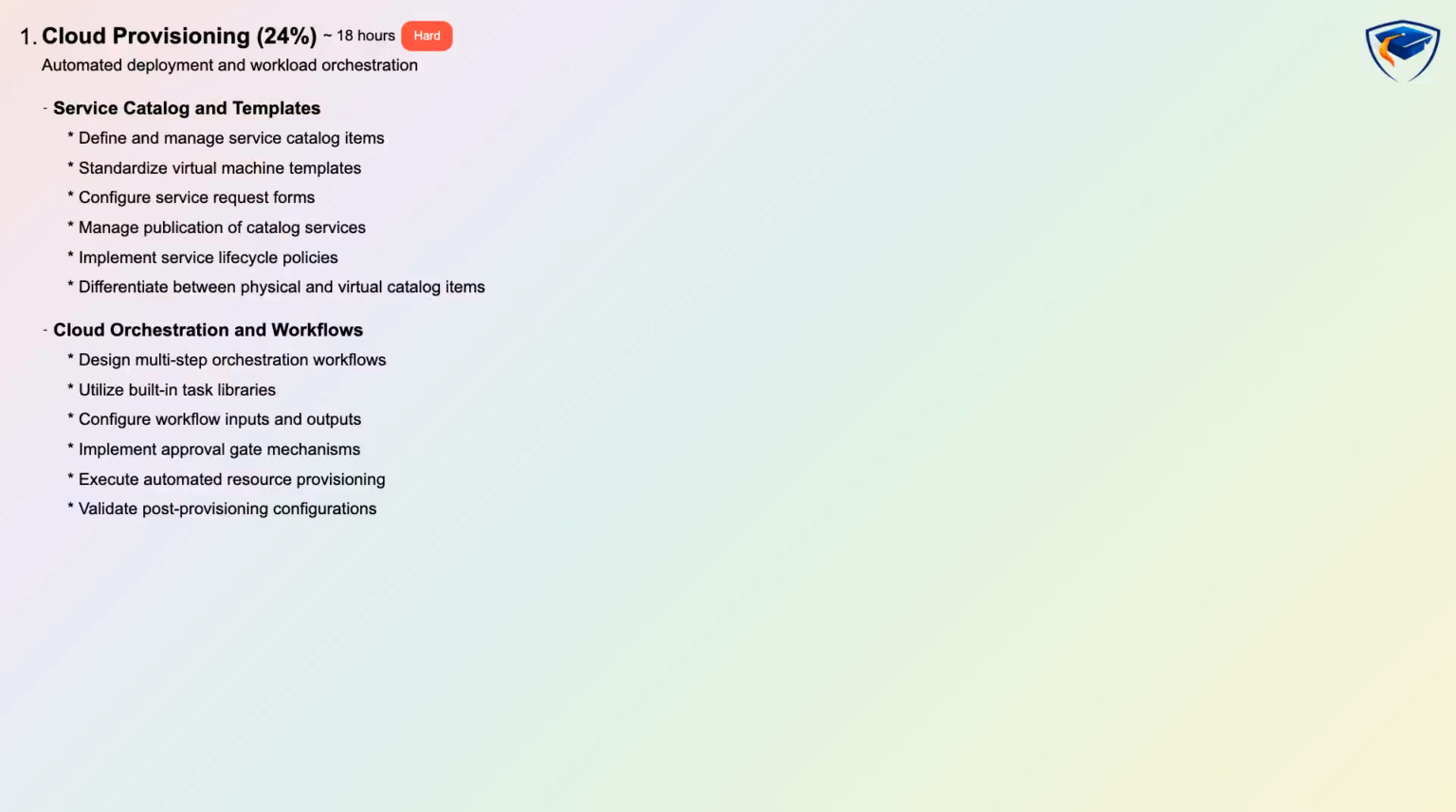Cloud provisioning carries 24% weight and focuses on automated deployment and workload orchestration. This domain is rated hard with an estimated 18 hours of study and is assessed with hands-on plus conceptual tasks. You will learn to define and manage service catalog items, standardize virtual machine templates, configure service request forms, and implement service lifecycle policies. You will also design multi-step orchestration workflows, use task libraries, configure workflow inputs and outputs, implement approval gates, and validate post-provisioning configurations.